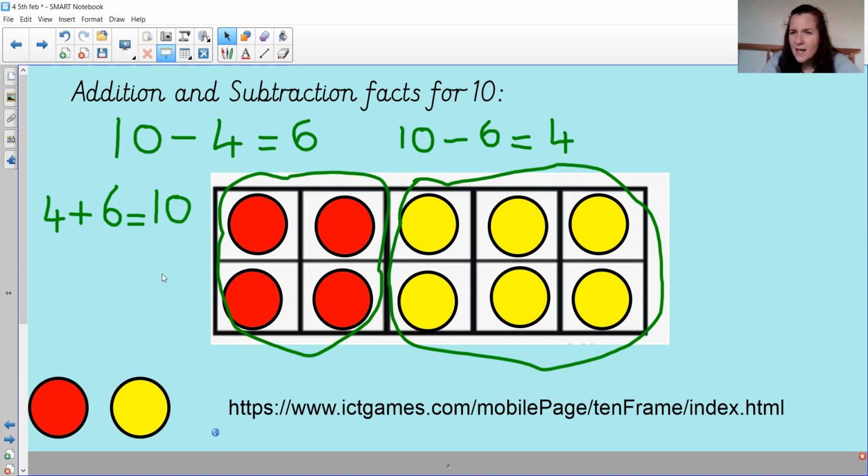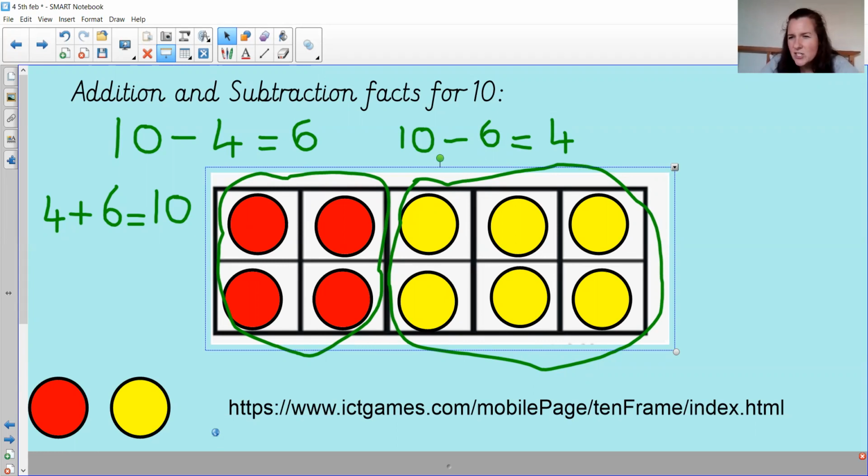Am I right? Have a chat to the person next to you. Am I right? Is 4 add 6 equals 10? I think I am right. I hope you agreed with me because I've got 4 red counters here and 6 yellow counters here. And altogether, the whole number is 10.